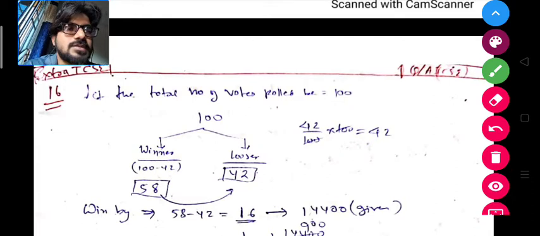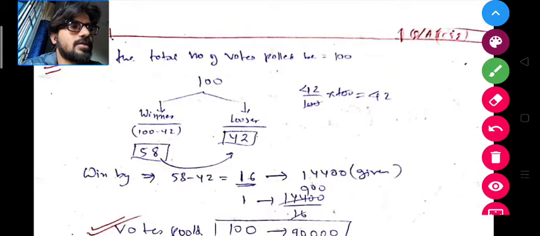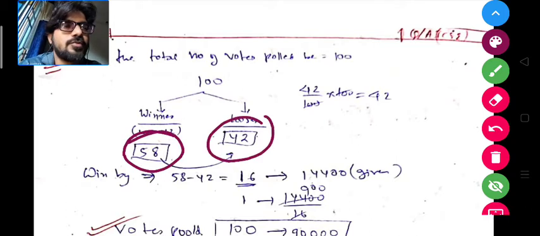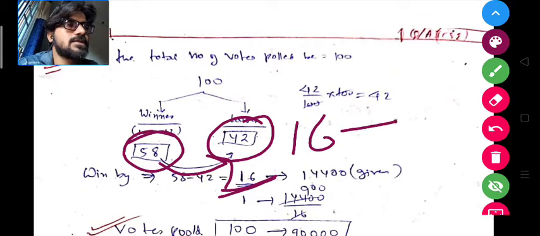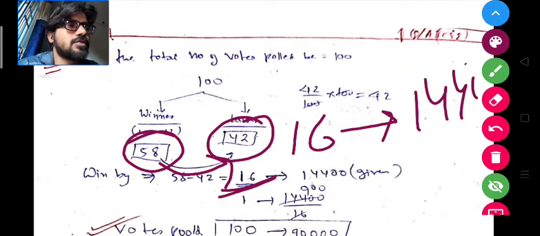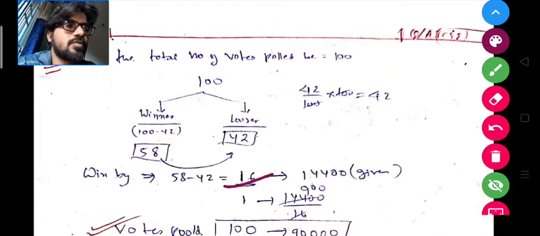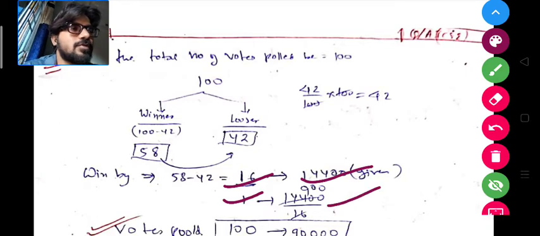Okay. Now what is stated in the question? That it has been won by 14400, that is a given quantity. So the winner gets 58, the loser gets 42. What is the difference between winner and loser? That is 16. Suppose it has been won by 16 votes. Now it is given in the question that this is equal to 14400. So 16 is equal to 14400, so the value of 1 vote is equal to 14400 divided by 16, which is equal to 900.